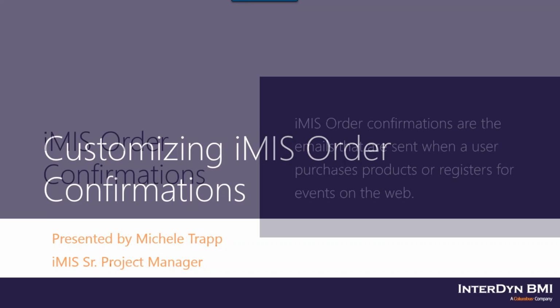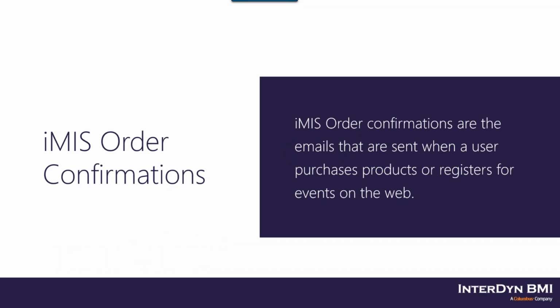All right, so thinking about the order confirmations, what we're going to be touching on today are the confirmations that are sent out automatically from the system when a person purchases products, registers for events, basically transactions that they're passing through the cart. It automatically sends an order confirmation back to them, basically saying yes, whatever you purchased is moving forward, and confirms that for them.